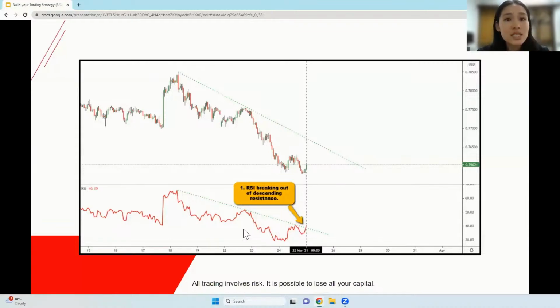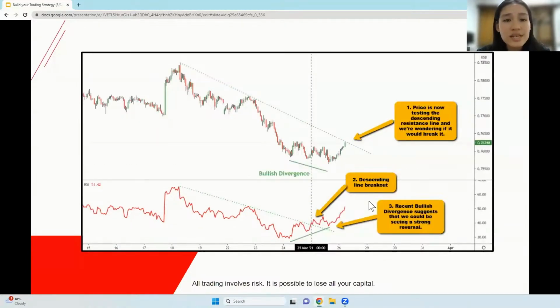So we see that our RSI is breaking out of this resistance level, and that's a suggestion or forecast that price is going to break out of this descending resistance as well. So price is now testing the descending resistance line. We're wondering if it's going to break it.